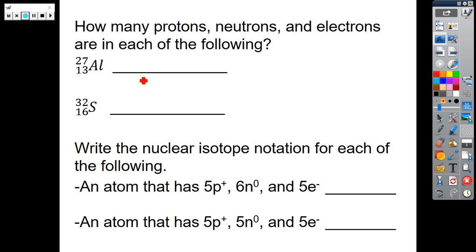All right, so let's recap this isotope notation idea for a second. Got a couple of examples here. It says how many protons, neutrons, and electrons are in each of the following. Here we've got this isotope of aluminum, and we've got a number 27 on the top and a number 13 on the bottom. Now remember, the top number is the mass number, and the bottom number is the atomic number. The atomic number tells us how many protons we have. So that bottom number tells us that we're going to have 13 protons in this atom of aluminum.